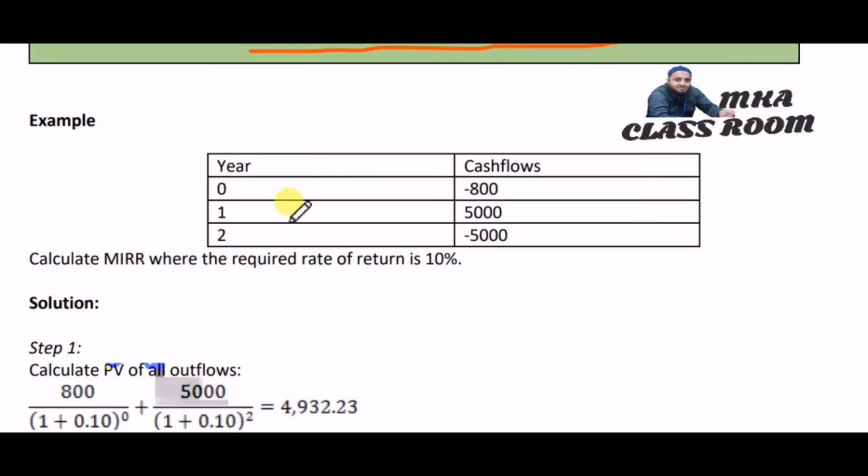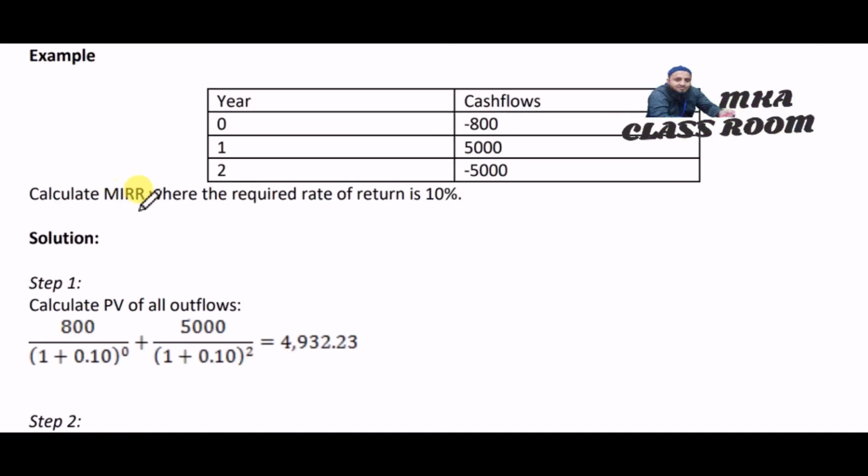Here, as an example, we can calculate it. Year and cash flows: year 0, that means it is our initial investment, and that is 800.